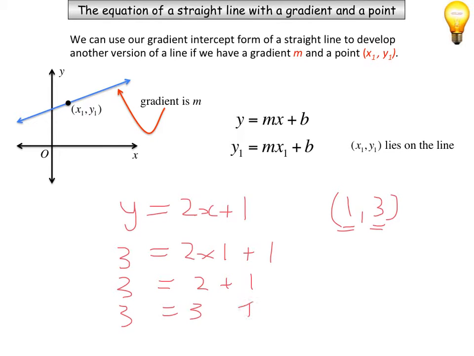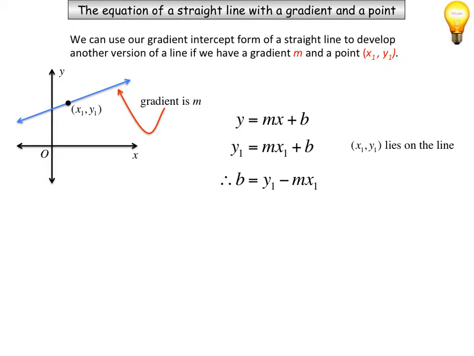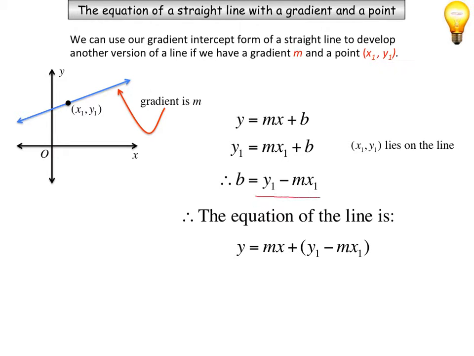So if I substitute x1, y1 into y equals mx plus b, I get that relationship. And if I subtract the mx1 to the other side, I have our y-intercept. So no matter what the straight line is, I can substitute this relationship back into my original equation, where b is where it crosses the y-axis. Now if I substitute this back into here, this is what I get.